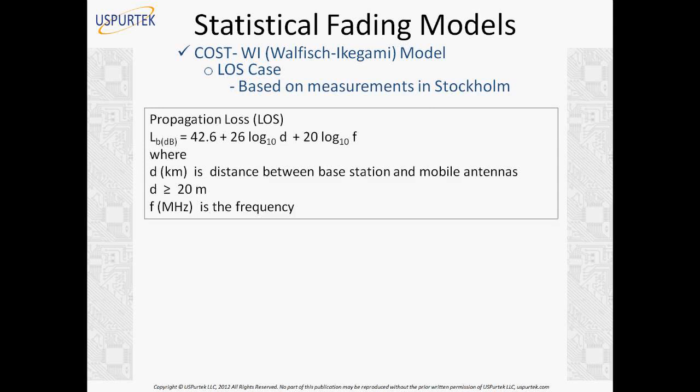So the COST Y model takes two cases. The first one is the line of sight case, which is based on measurements in Stockholm. And this is the equation here. It looks very simplified because it's line of sight. You just need the distance and the frequency. That's it.